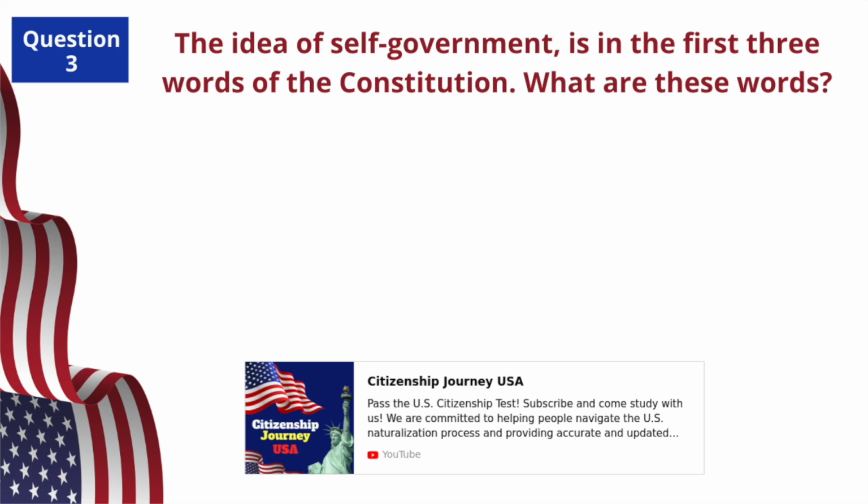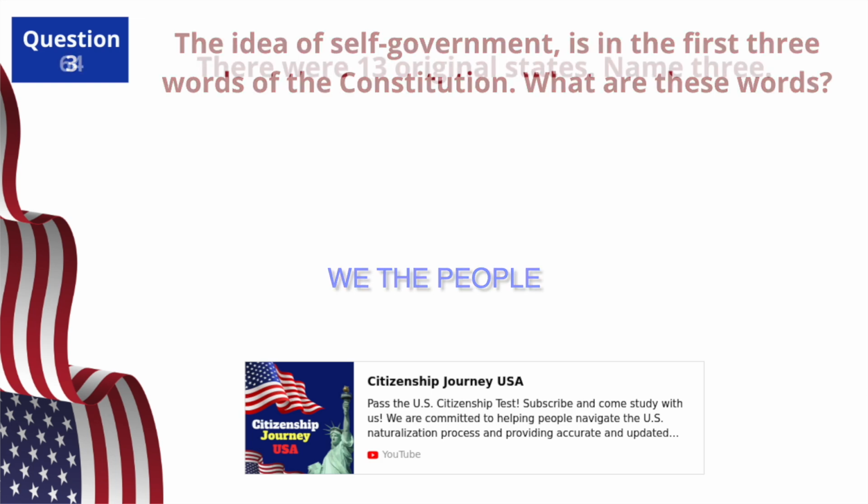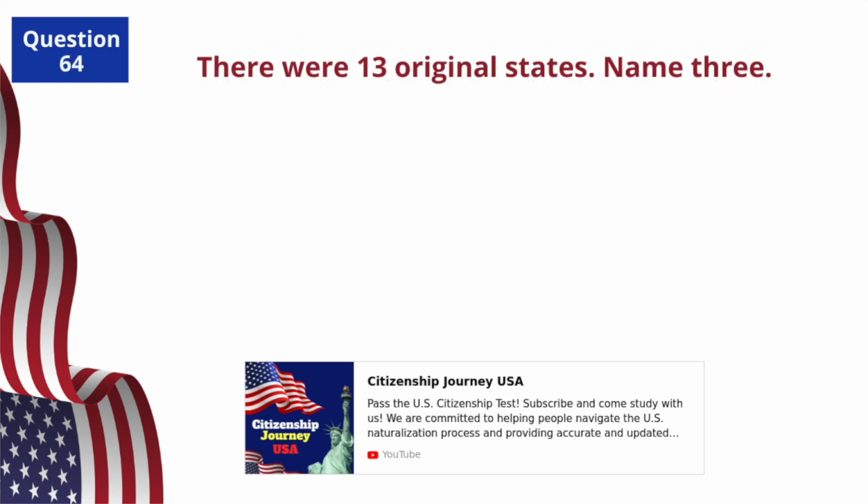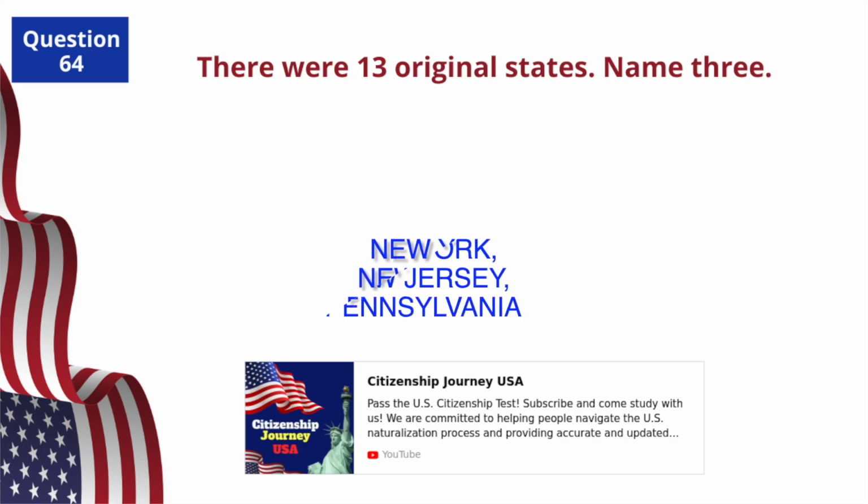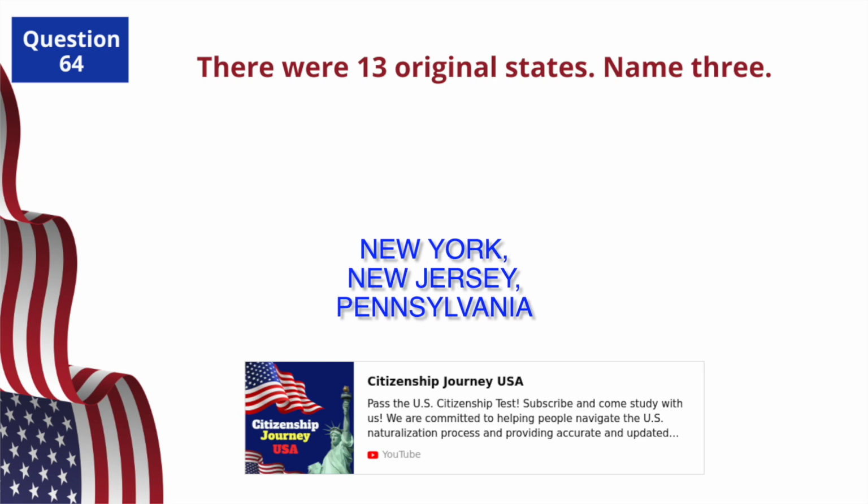The idea of self-government is in the first three words of the Constitution. What are these words? We the people. There were 13 original states. Name three. New York, New Jersey, and Pennsylvania.